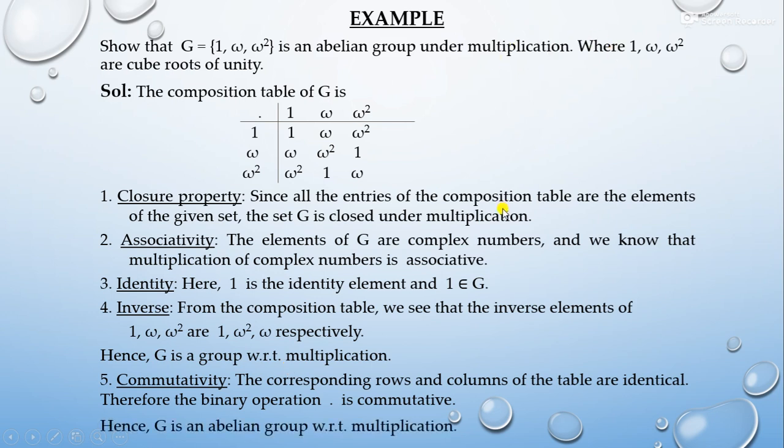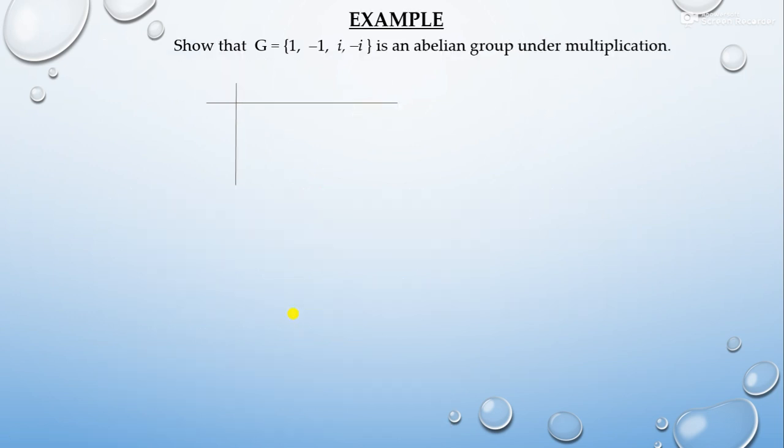Clear how to show it for the finite group? If you have a finite group, first you have to make the composite table, and from the composite table you have to show all these properties. Okay, so let's do some more examples here.